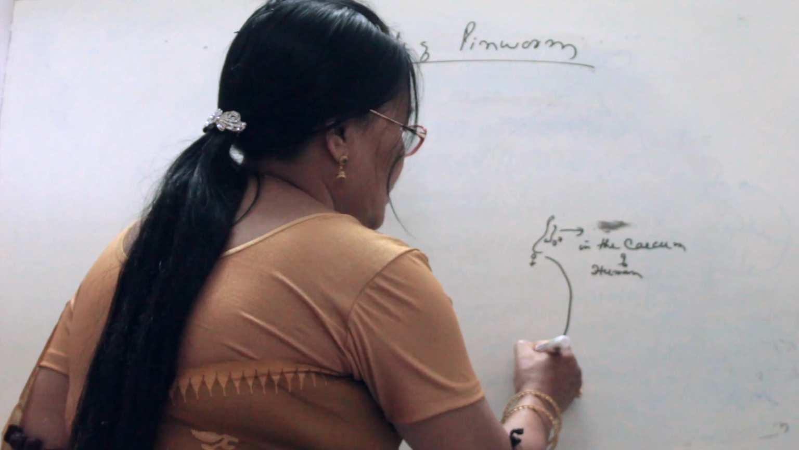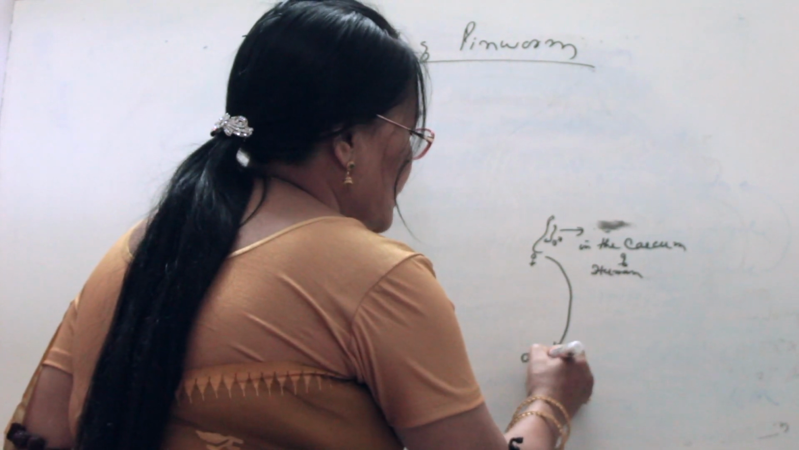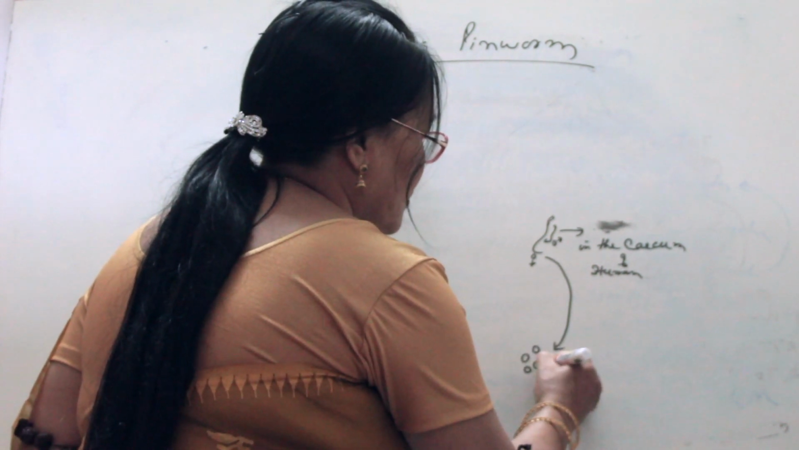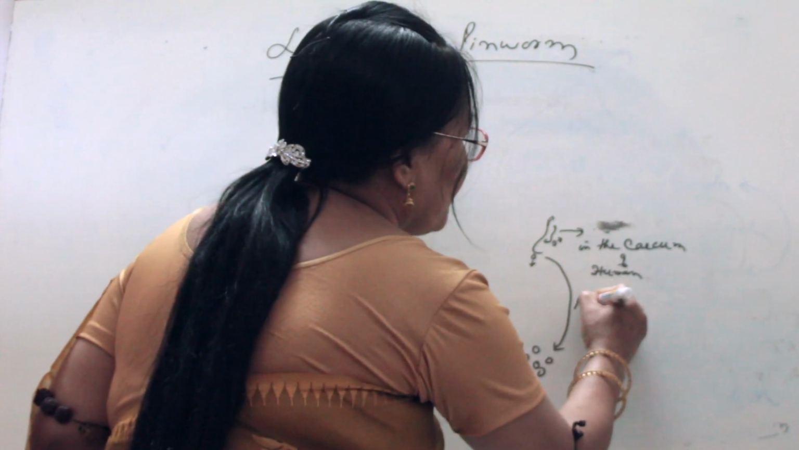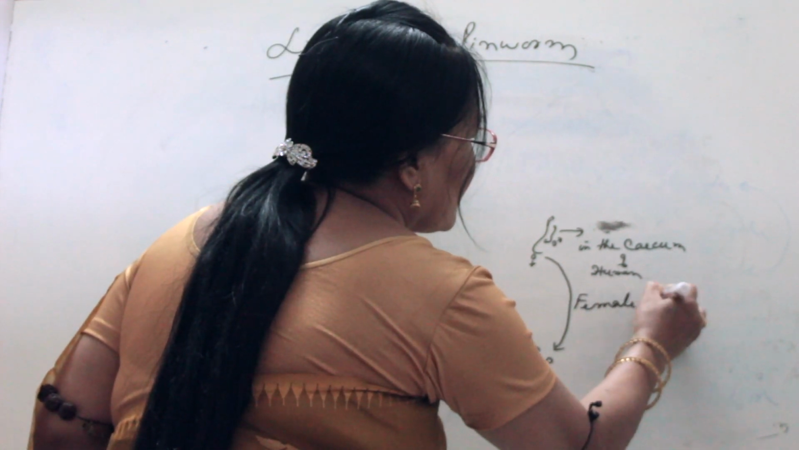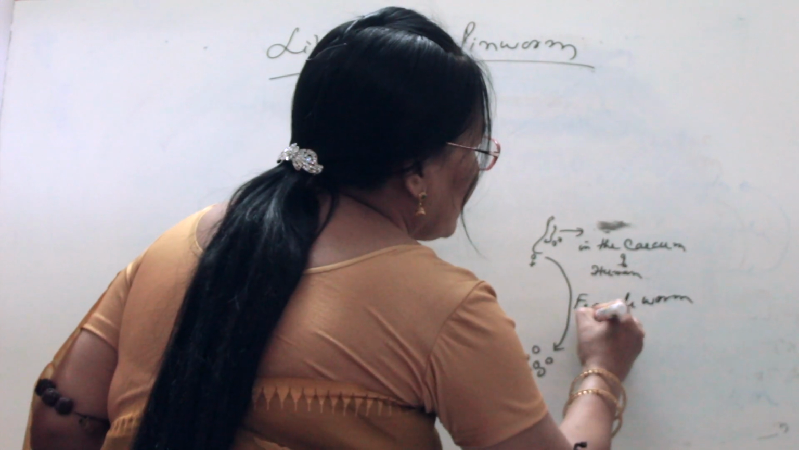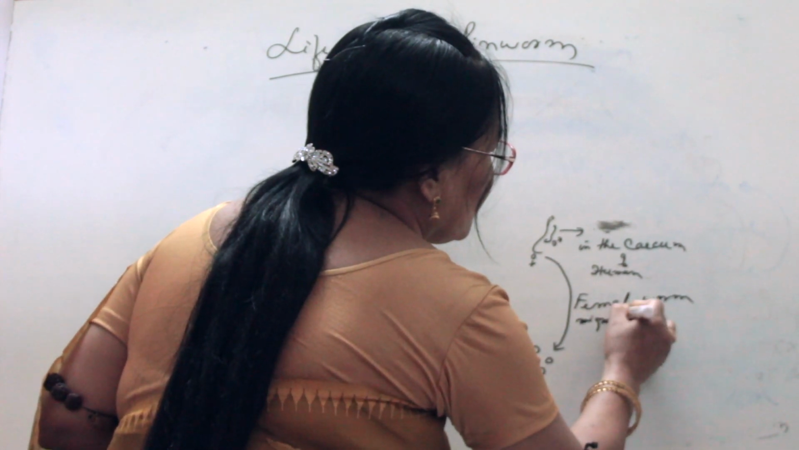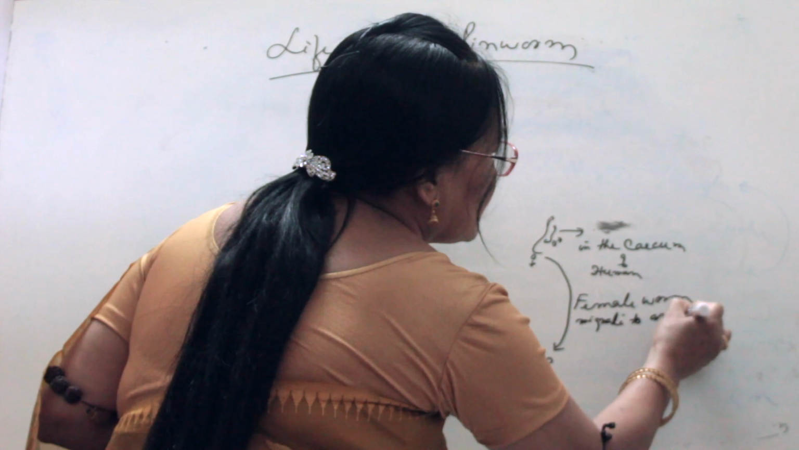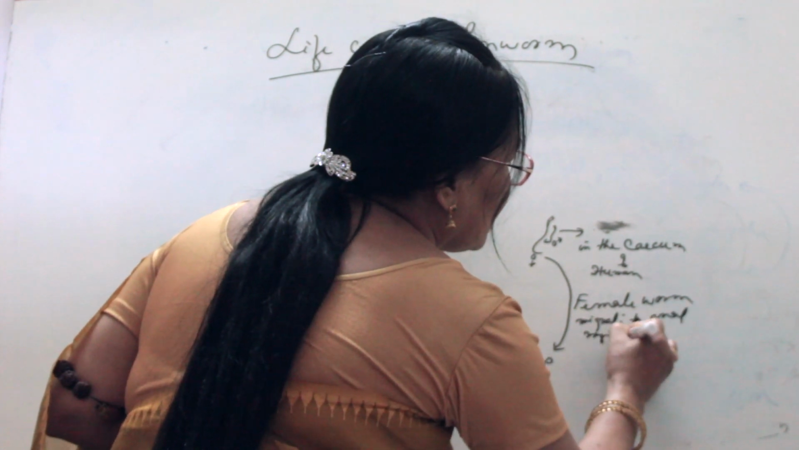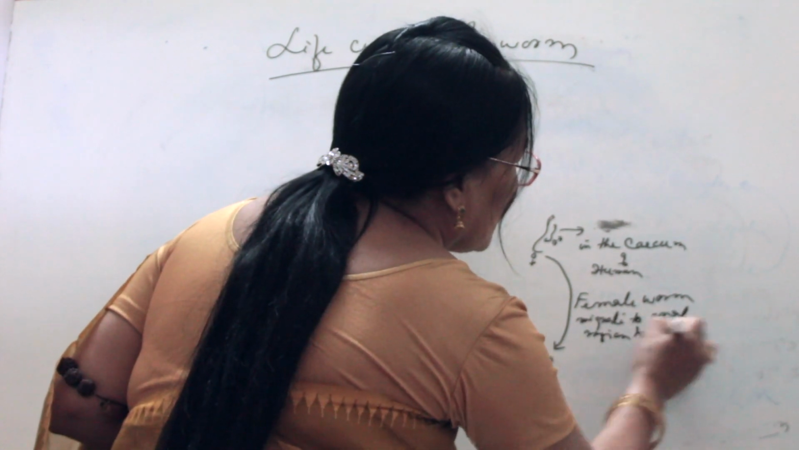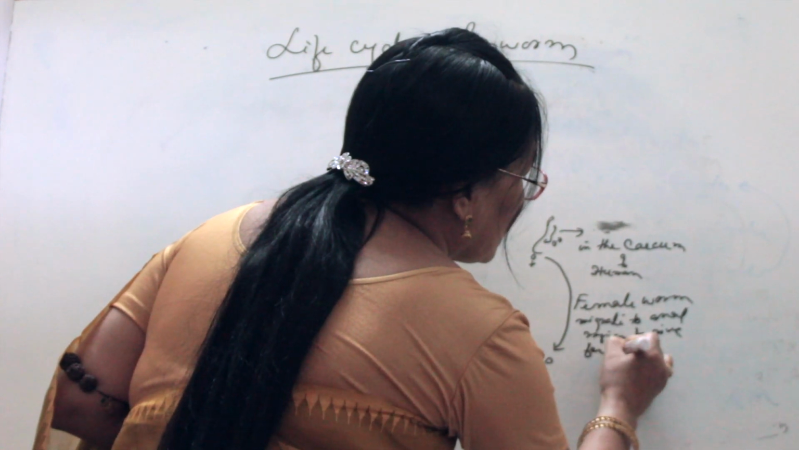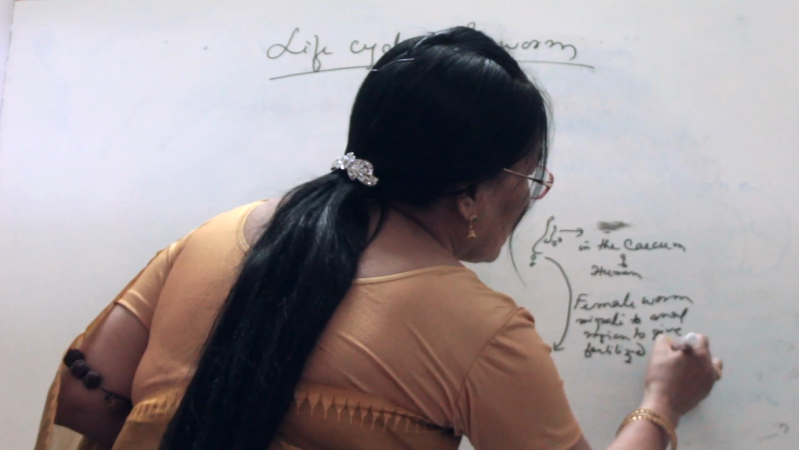Fertilized eggs are usually given out by this female worm. The female worm migrates to the anal region to give fertilized eggs.